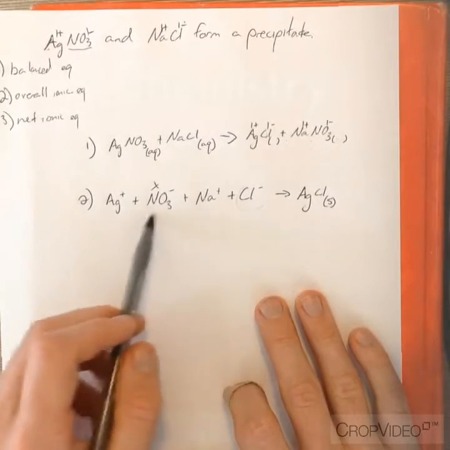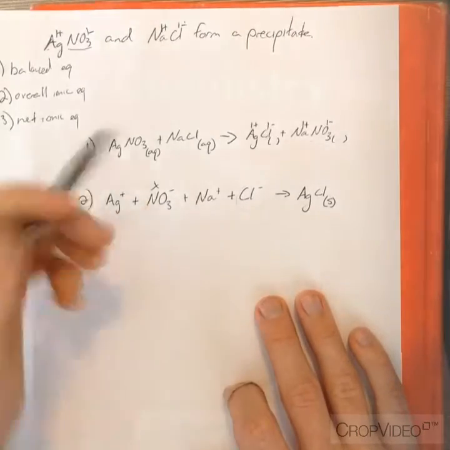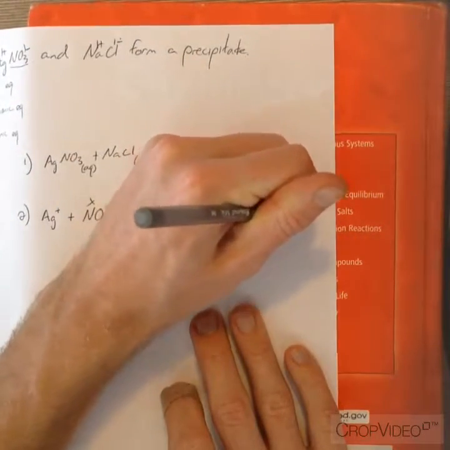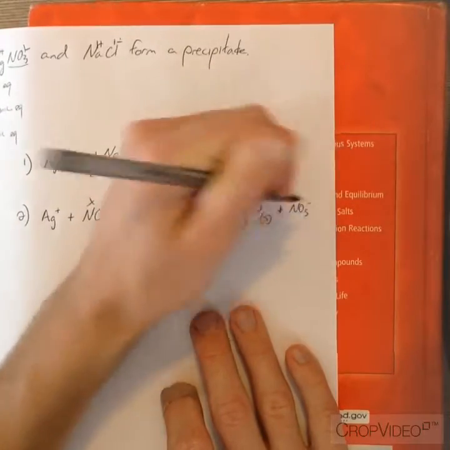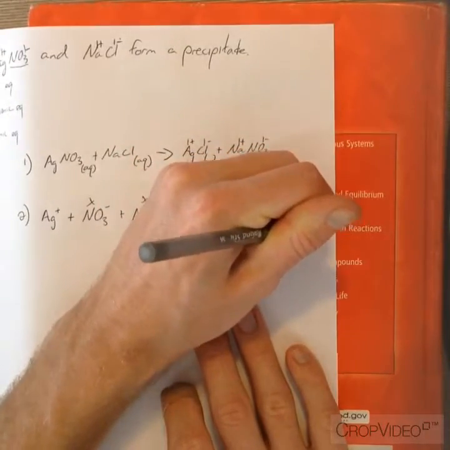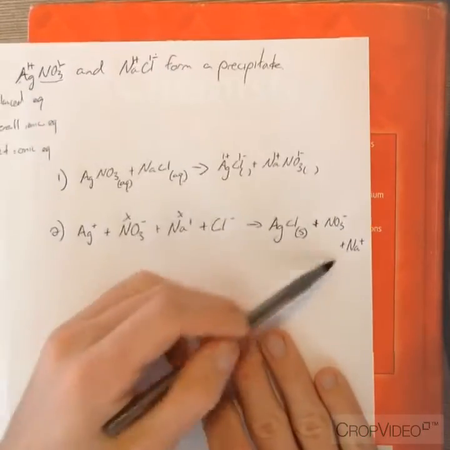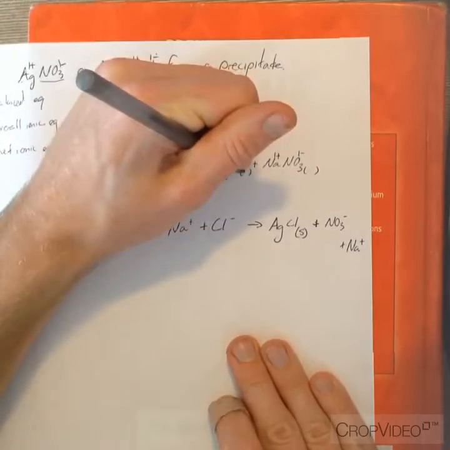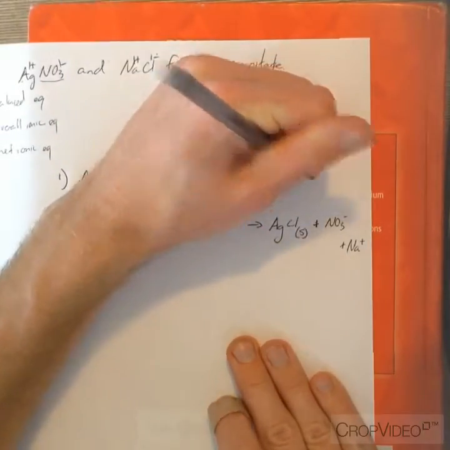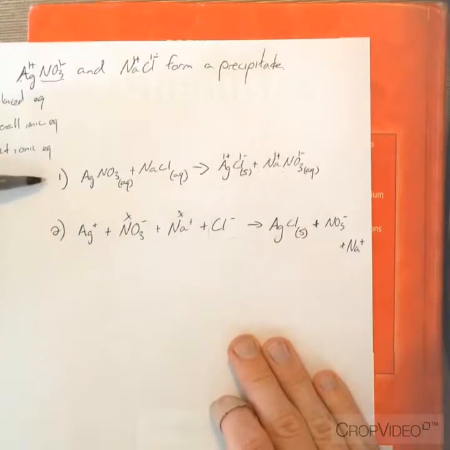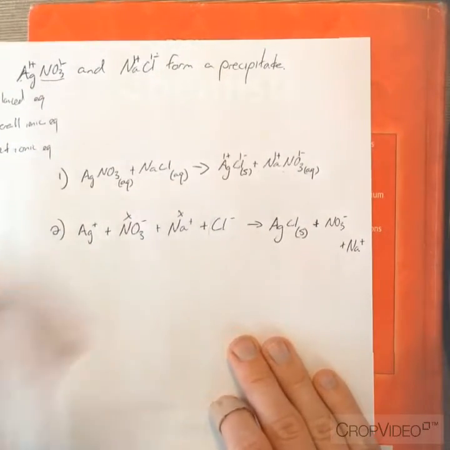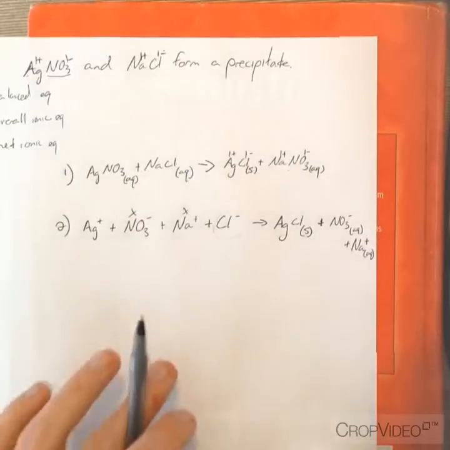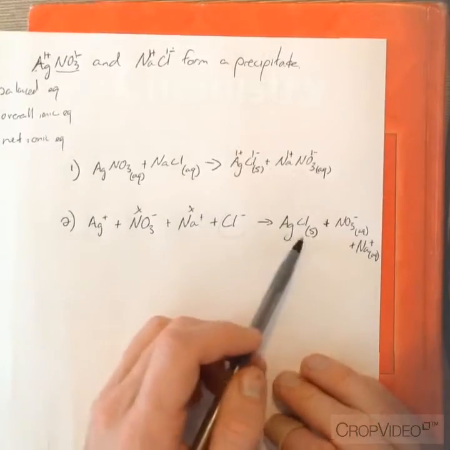And what that means is sodium's not doing anything, nitrate's not doing anything. So over here, I'm just going to put plus NO3 minus plus Na plus. So that allows me to go back up here and fill in that silver chloride is the solid and this is aqueous. So this is the balanced chemical equation, but this is really the nitty-gritty, the nuts and bolts of what's going on here. AQ, AQ.